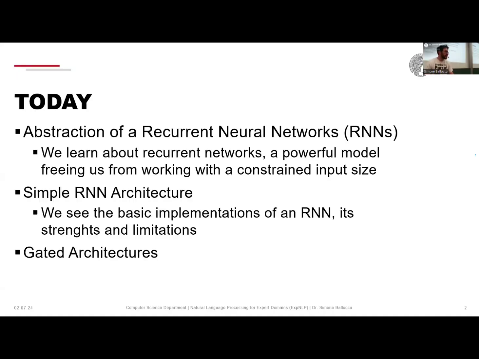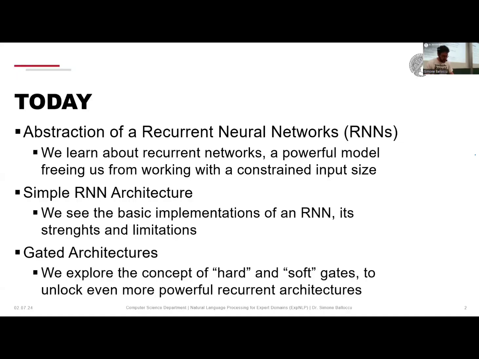And then we see gated architectures, so if you're familiar with LSTMs, stuff like that. We explore the concept of gates, hard and soft gates, to see what that is. We unlock even more powerful recurrent neural networks.